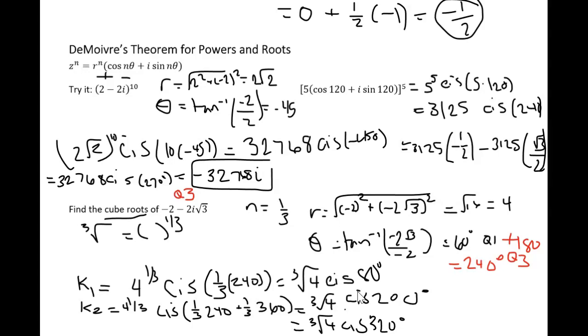And I'm kind of running out of room here. But we know that to convert it to standard form, we would just do the cube root of 4 times cosine 80, and the cube root of 4 times sine 80, and the cube root of 4 times cosine 200, and the cube root of 4 times sine 200, so on and so forth.